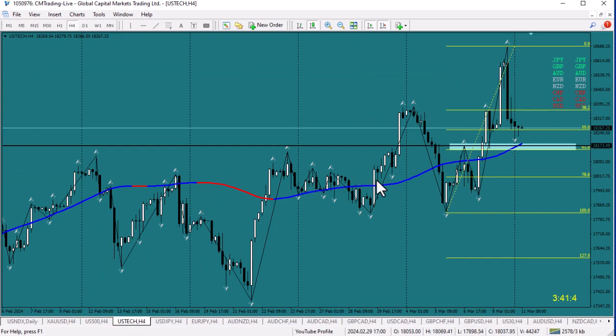Then on the Nasdaq, retest here at this structure here between the 50 and 61%. On a weak dollar, I'm definitely stock market bullish, so we'll keep an eye there.